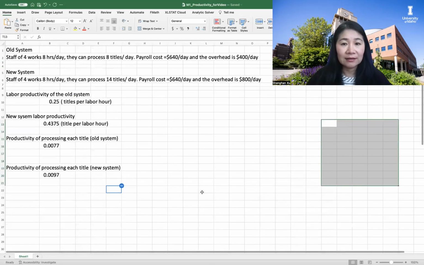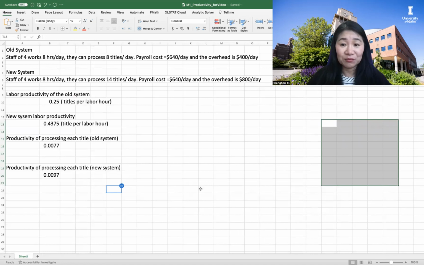This is a title company, and what do they produce? They process titles, right? So let's say in an older system, we have four staff. They work 8 hours a day, and they can process 8 titles. And payroll cost is $640 per day, and then we have an overhead of $400 per day.